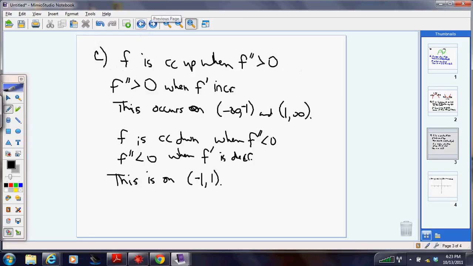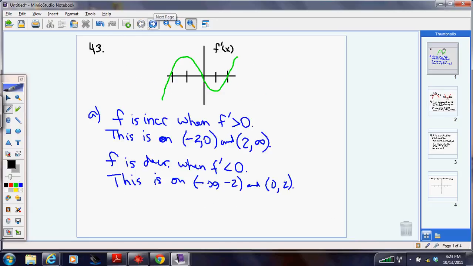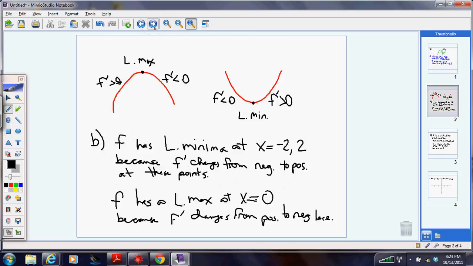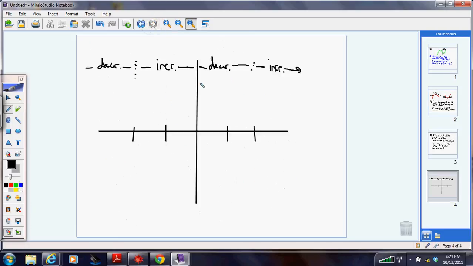Let's go back and double check our answers from earlier. F is decreasing from negative 2 to 0, and 2 to infinity. Alright. And then we also had concavity. f was concave up from negative infinity to negative 1. So we'll get concave up here. And then from 1 to infinity. So we got concave up there. And then we got concave down in between.